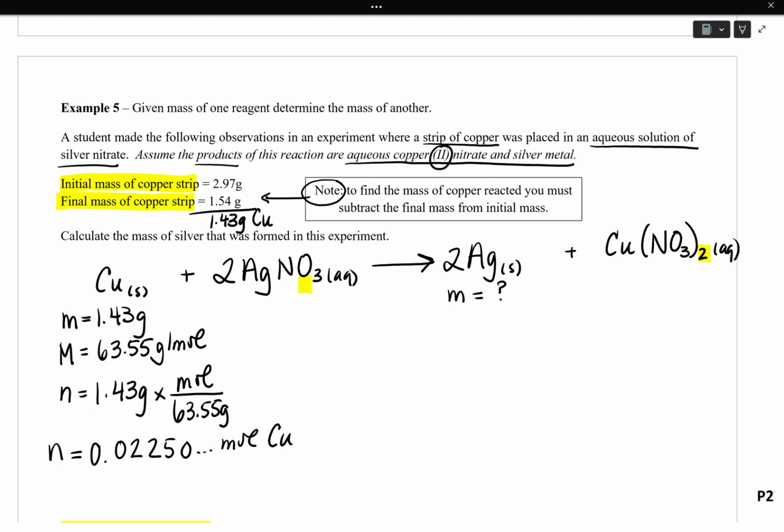So now we're going to use the mole ratio to solve for the number of moles of silver. But before we do that, we can just write down the molar mass of silver. So we have 1 atom of silver. You're going to look up on your periodic table and you're going to find out that 1 atom of silver has a molar mass of 1.7 times 10 to the 87 grams per mole.